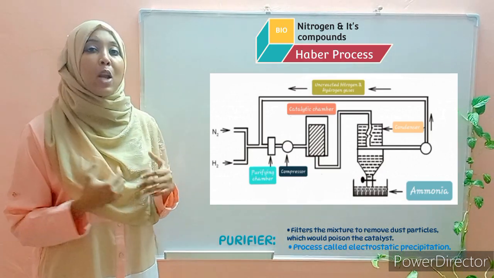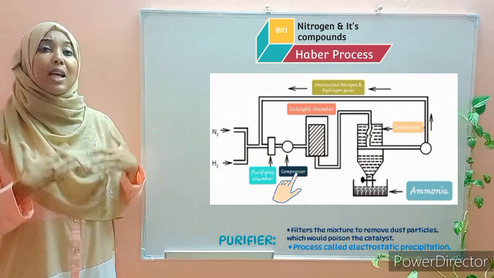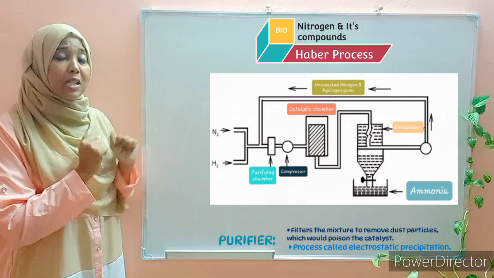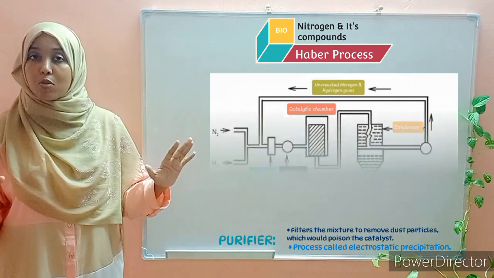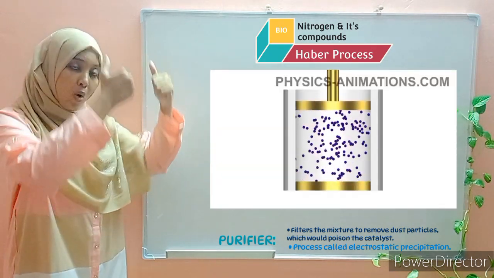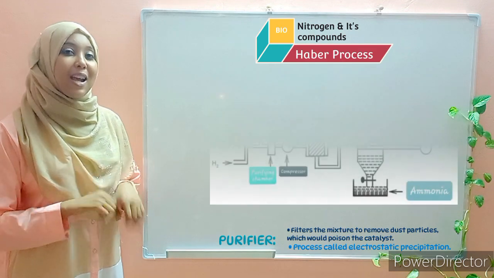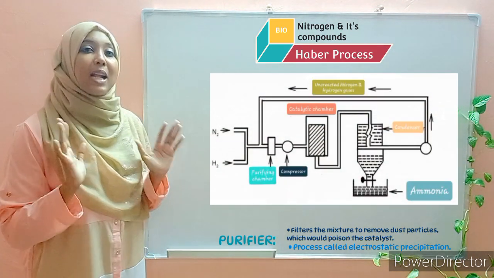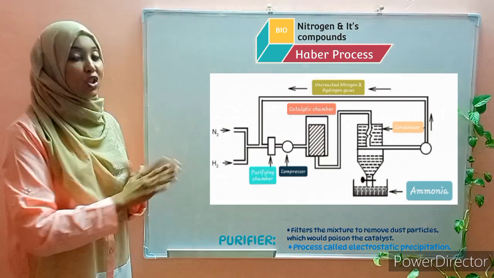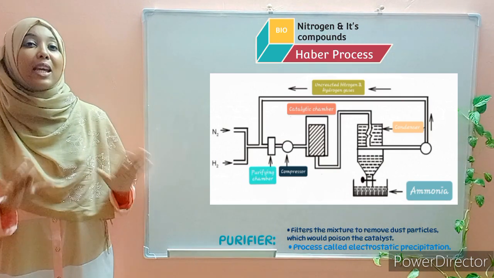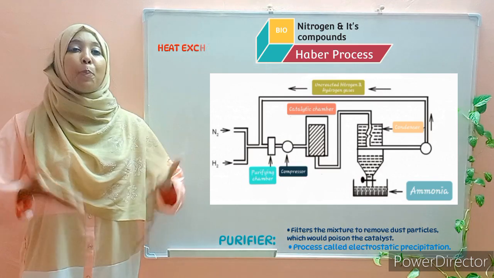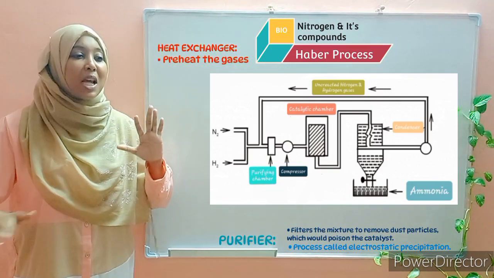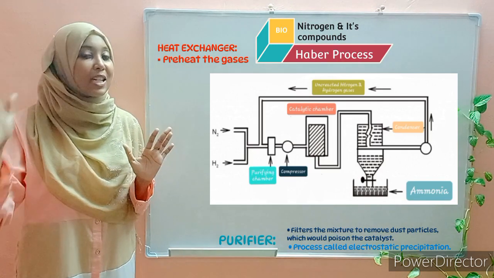Moving on. What happens in the compressor is that the gases are exposed to very high pressures, as stated before. So 200 atmospheres. How is this attained? By compressing the gases. Now, after this is done, we are moving on to the next step, and that next step is the heat exchanger. In the heat exchanger, you're going to pre-warm the gases. Preheat the gases. Warm them a little bit before they move to the catalytic chamber.